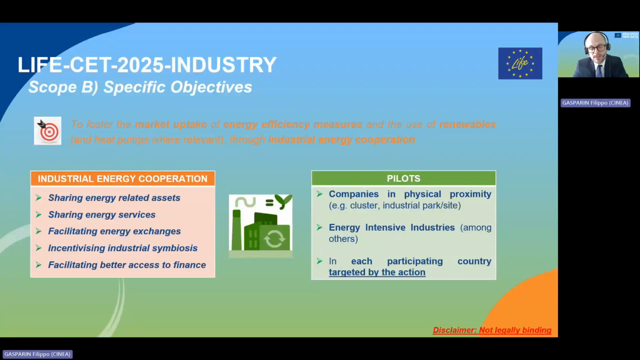There is one sentence that I would like to clarify in the text of the topic, which is about the fact that industrial clusters shall be established and addressed in each participating country targeted by the action, which means that if a country hosts a beneficiary who is dealing with the implementation of dissemination and communication activities, these countries are surely not deemed to be targeted by the action, and therefore we do not expect a pilot to run in these specific countries.